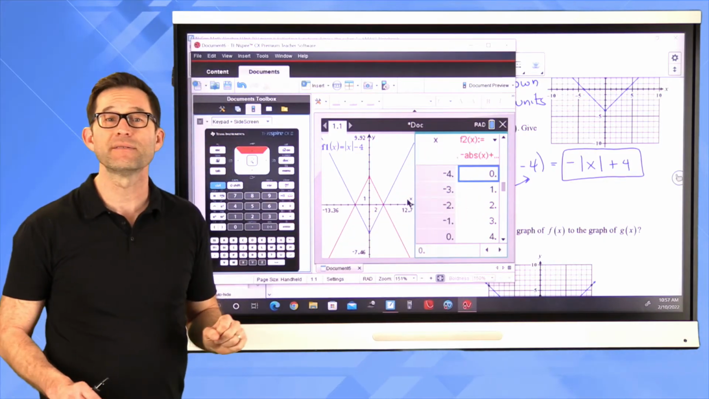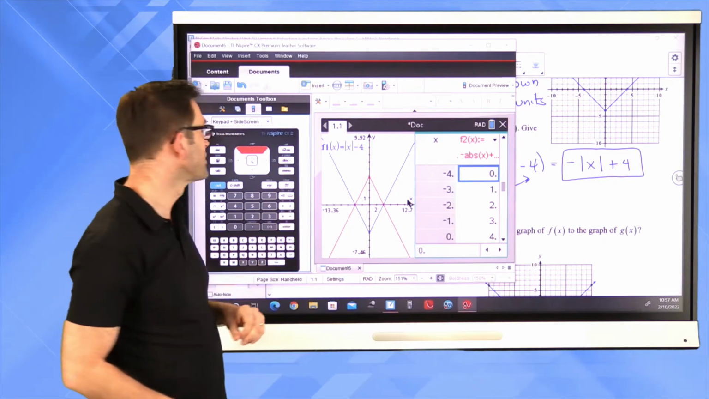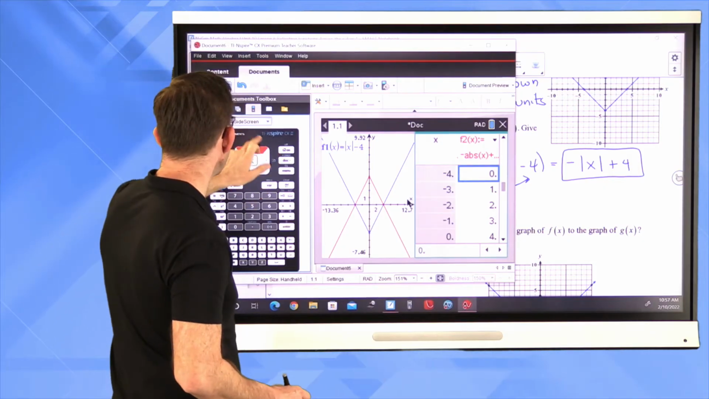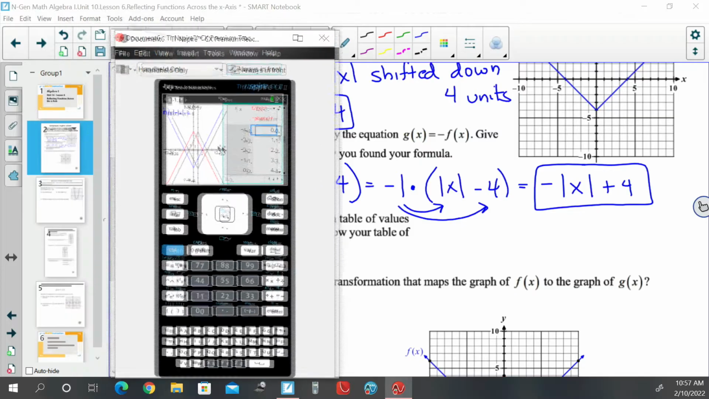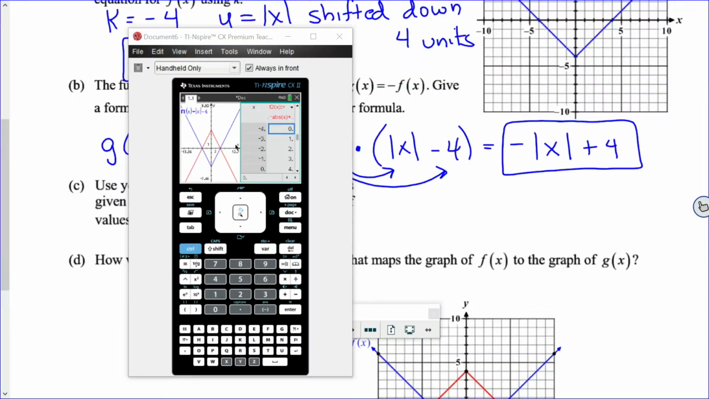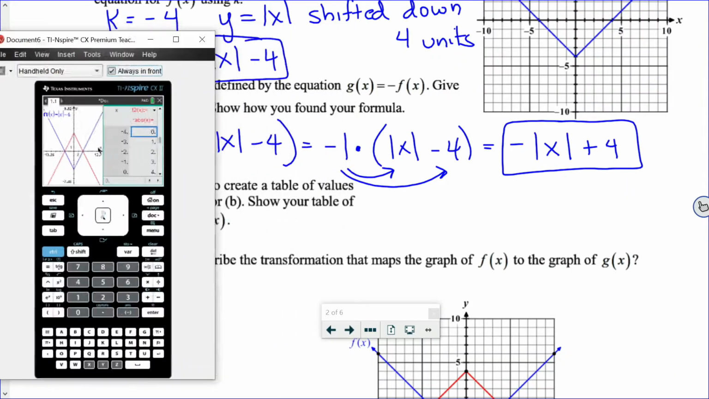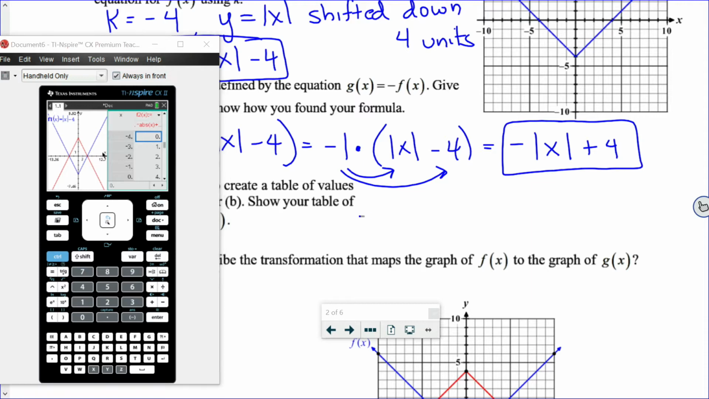Okay, so I've got my table of values. I've got to make this calculator small now so that I can get that table on my worksheet. Let's go full screen. All right, we'll put it over here, and then maybe we'll just get that table of values right in here.